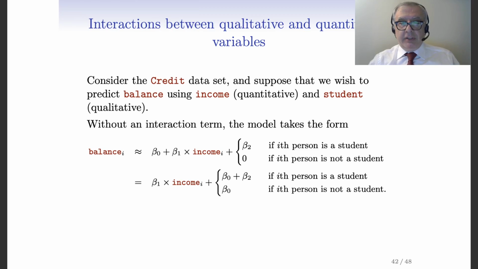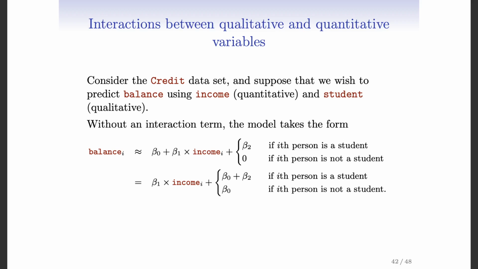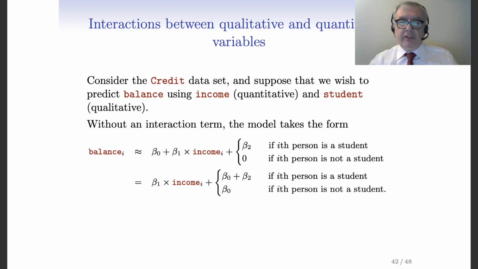Next step is the use of interactions between qualitative and quantitative variables. Could seem difficult. As a matter of fact, it is not very difficult. Let's illustrate by the credit data set. And so we want to predict balance using income, okay, which is quantitative, and student, which is qualitative. So without interaction, we would have a model of this type. So balance would be beta 0, the intercept, plus beta 1 times income. So this is the coefficient for the quantitative variable income, plus beta 2 if the ith person is a student, and 0 if the ith person is not a student.